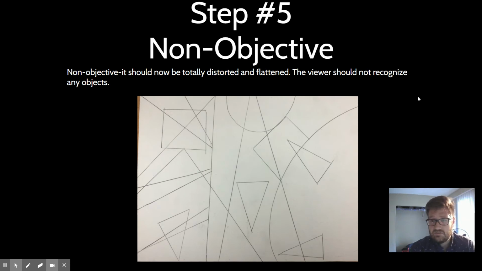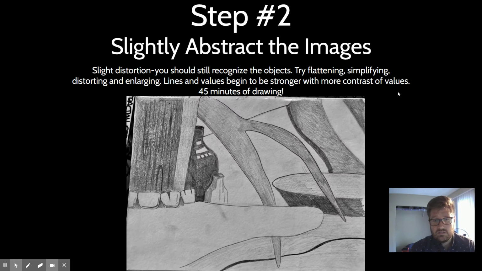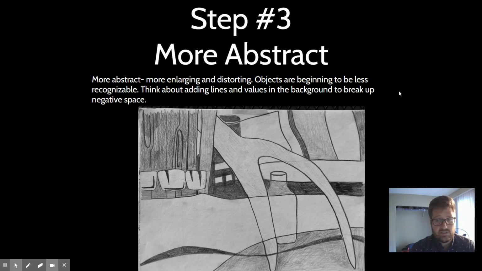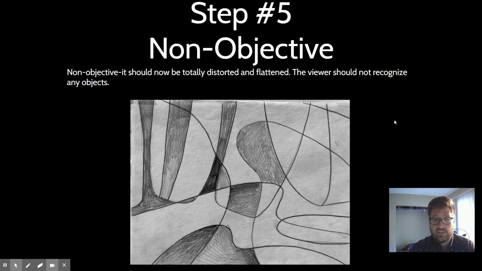So let's do another example here. The original still life, slightly abstracted, more abstract, right? These are the 3 you saw last week. Then this image, very abstract, gets kind of crazy. Lines become looser, values become more dynamic, stronger tones. Then the non-objective, again, is just squiggles and values on a page, right? That's what you're going to go for.